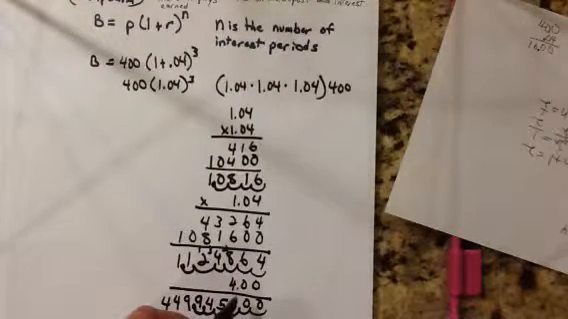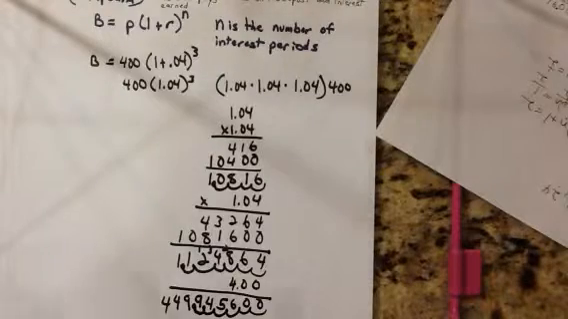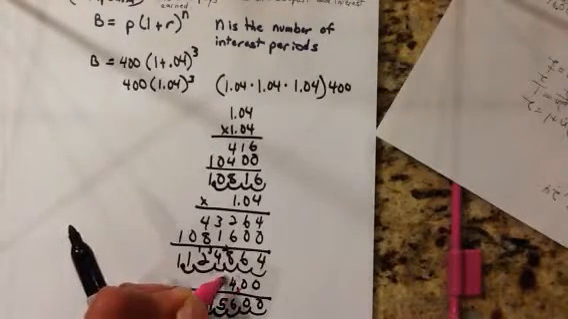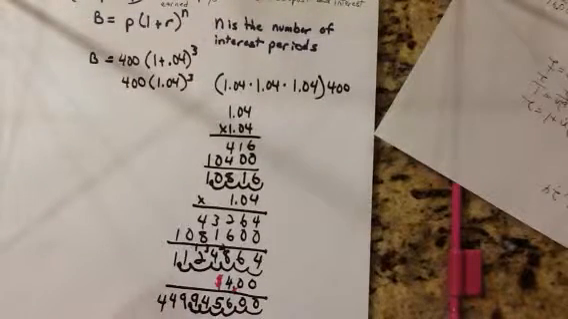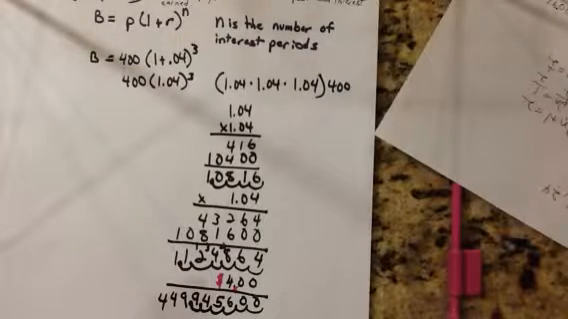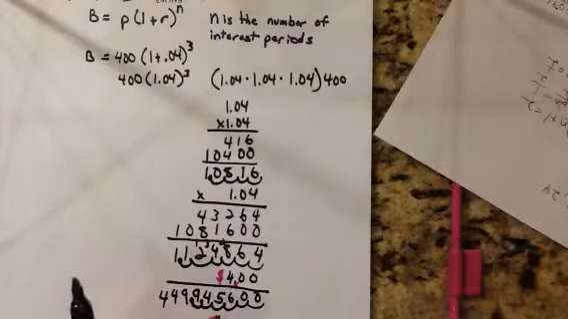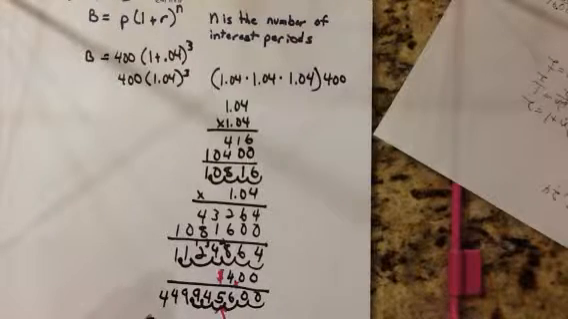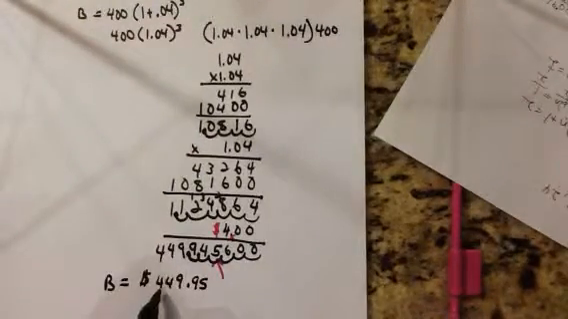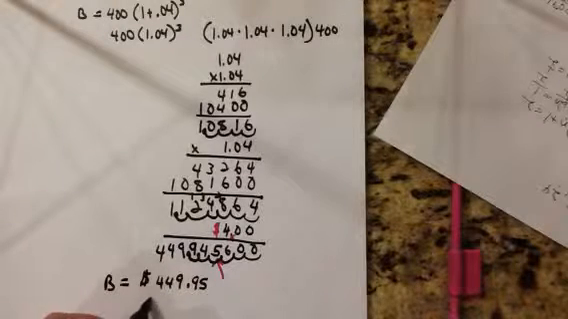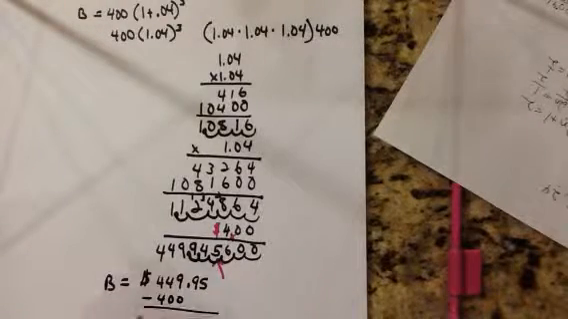So bottom line is our balance, because I multiplied it by the 400, and I don't know how I got that dot there. That dot doesn't belong. There is no decimal. That shouldn't be there. That's the $400. So our balance would be $449, and this 5 would cause this 4 to round up to 95 cents. So our balance after 3 years with compound interest is $449.95.